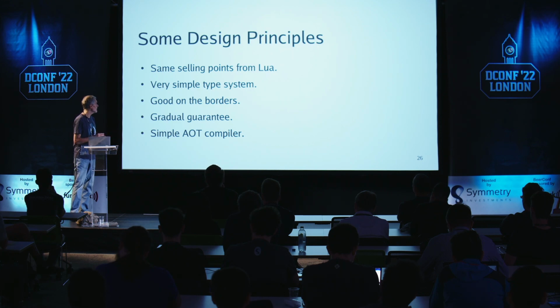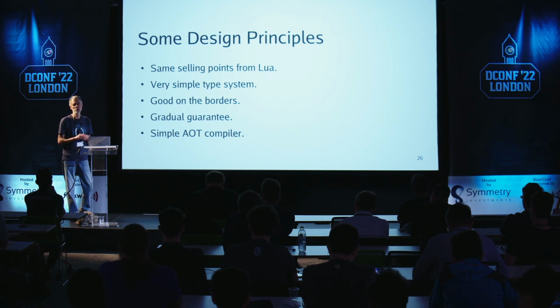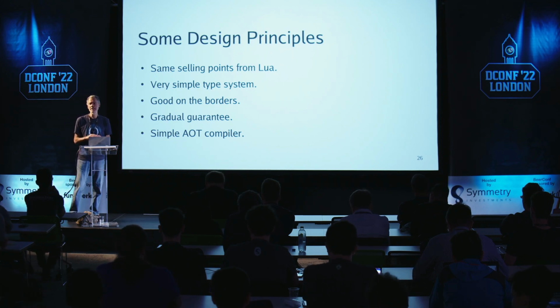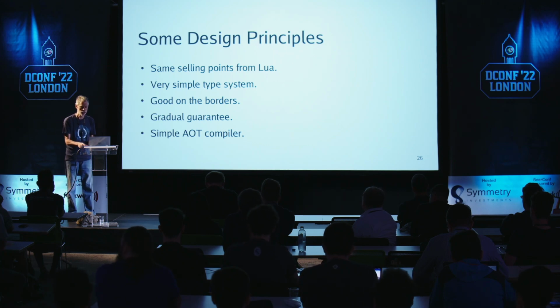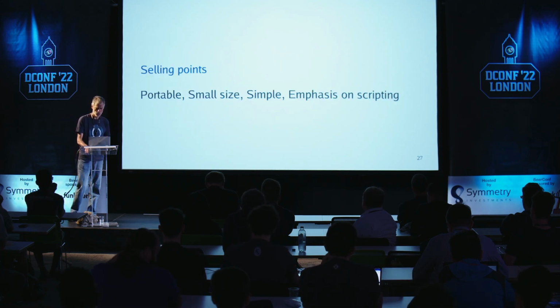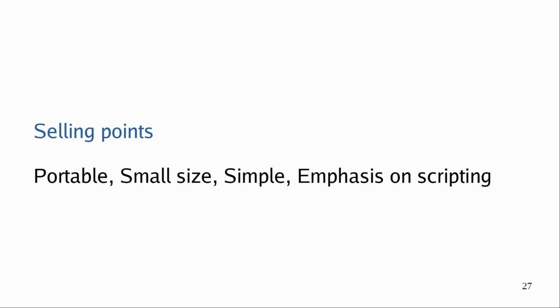And we want to use a very simple ahead-of-time compiler. The idea is that we do compile Pallene to C ahead of time, because we have all type information, etc. So as I said, the selling points should be portable, should be small, should be simple, and emphasis on scripting.